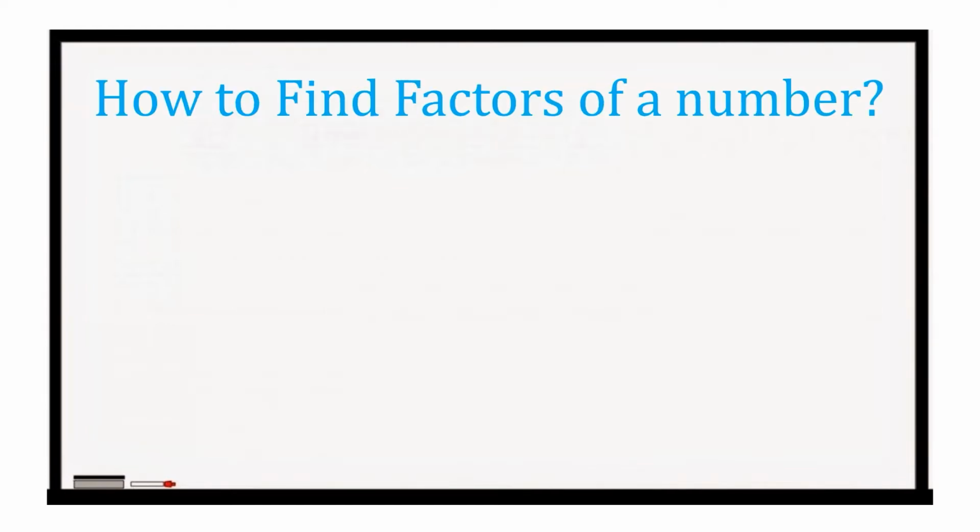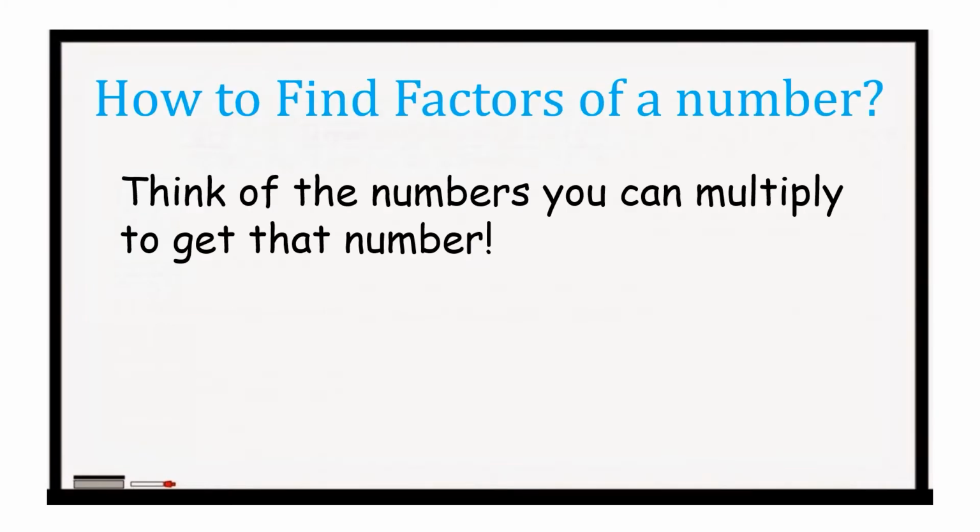How to find factors of a number? Think of the numbers you can multiply to get that number. So for example, if I want to find the factors of 2, I would think of the numbers I can multiply to give me 2. 1 times 2 will give me 2. Therefore, the factors of 2 in ascending order will be 1 and 2.